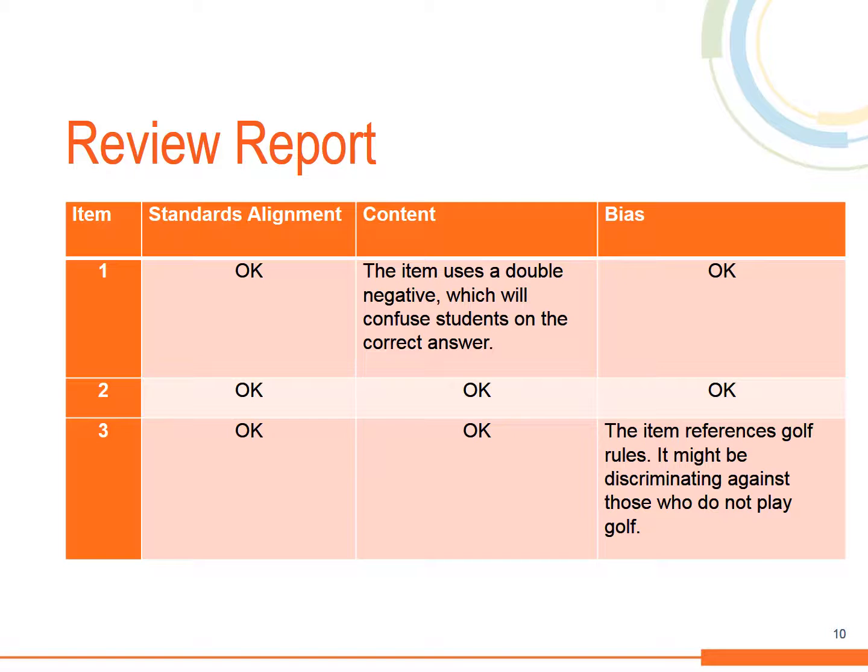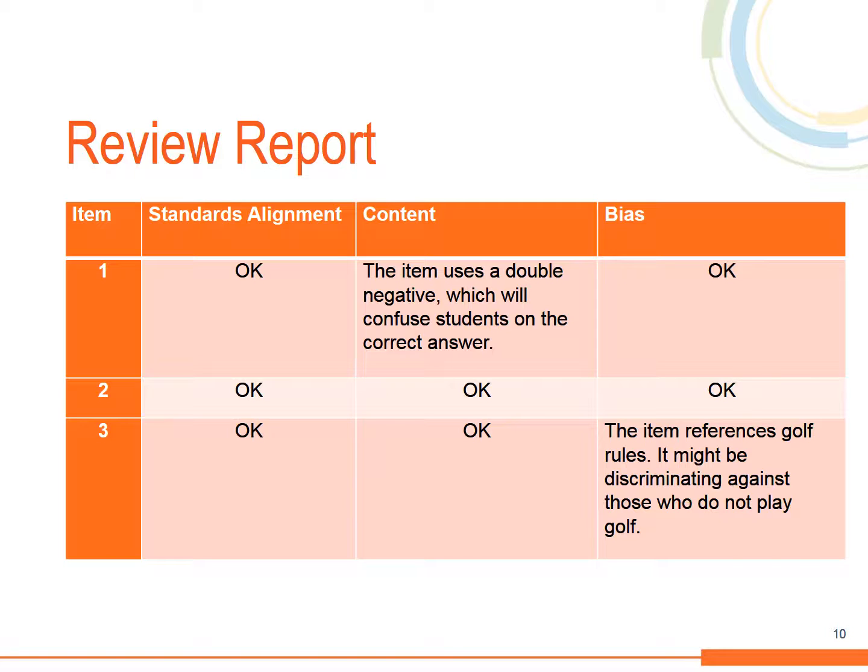The third column there is the bias review. Certain items may have content that may offend or unfairly penalize a group of students because of some defining characteristic, whether it be gender, race, ethnicity, socioeconomic status, whatever. You'll want to revise these items to remove the bias and allow all students an equal chance to succeed.